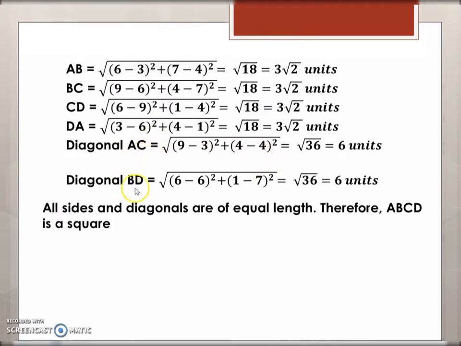Then you will find diagonals AC and BD, again using distance formula. Here the length of the diagonals also you will observe that we are getting of equal length, 6 units each. Therefore the figure that is formed is a square, because square has got all sides of equal length and all diagonals also will be of equal measure.